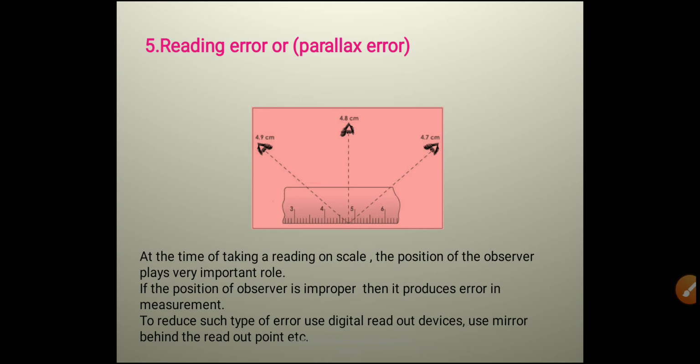At the time of taking a reading on a scale, the position of the observer plays a very important role. If the position of the observer is improper, then it produces error in measurement. To reduce such kind of errors, we can use a digital scale, we can use mirror readouts, or we can set a proper eyesight for taking the observations. So these are the basic types of systematic or controllable errors. Let us see what exactly random error is and what the characteristics of random error are.